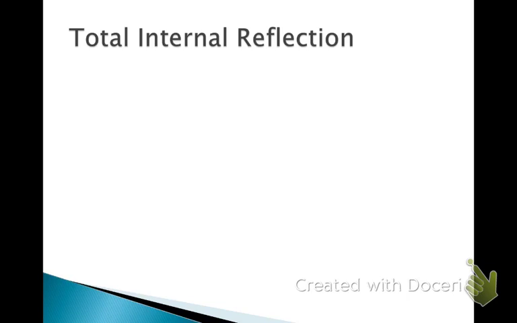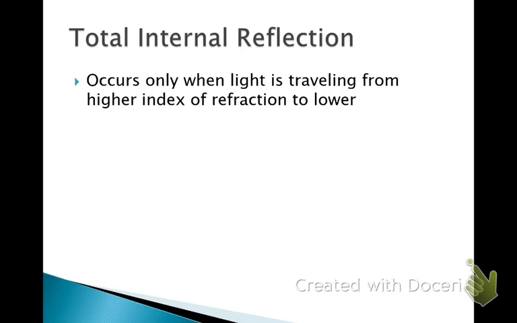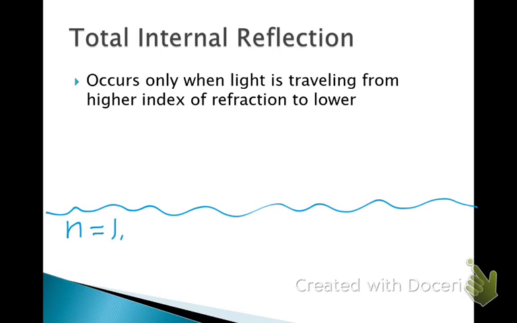And total internal reflection. Here's how it works. It only works when you're traveling from a higher index of refraction to a lower index of refraction. So let's say, for example, I'm shining a laser beam from water out into air. Water has an index of refraction of about 1.33, and air has an index of refraction of about 1.